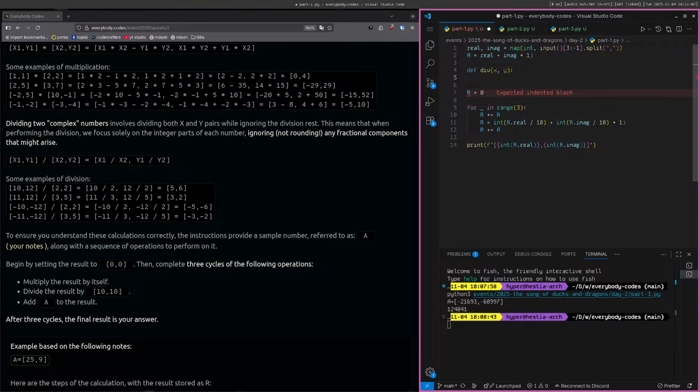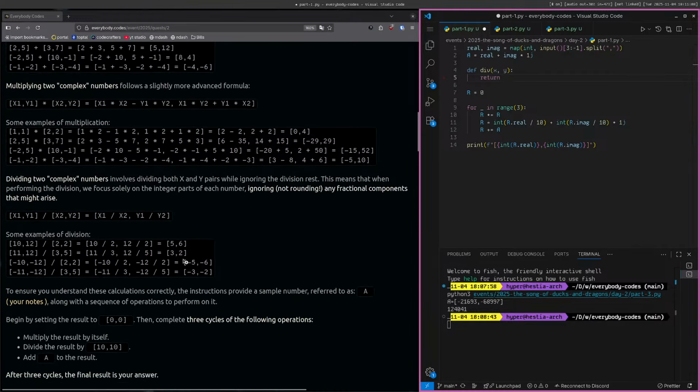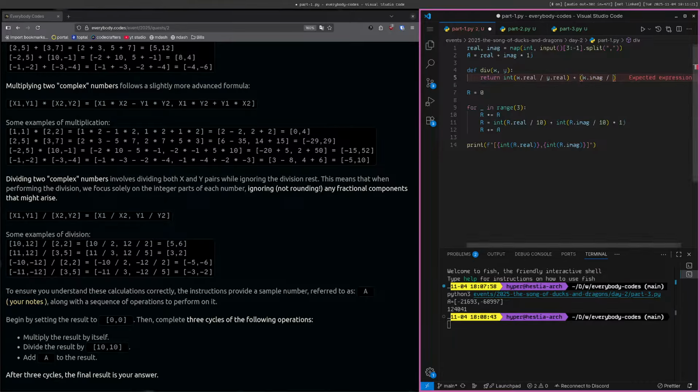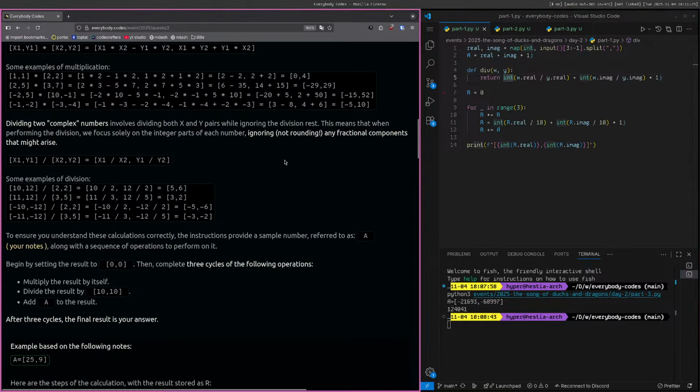What we can do is we are basically dividing the real values and the imaginary values separately and then recombining them into an imaginary number. So we can return x.real divided by y.real plus x.imag divided by y.imag times 1j. And we use int here to truncate the fractional component, which is what it's asking us to do here.